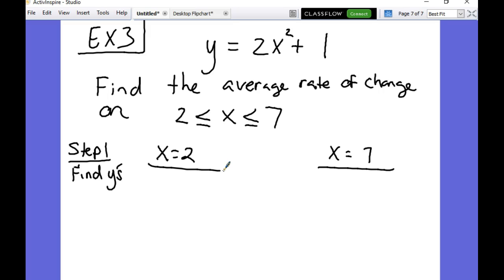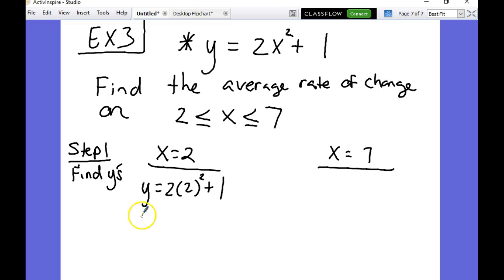How can you find the y value when x equals 2? I'm going to give you a hint. How can you find y when x equals 2? That's it. You plug 2 into your equation up here. So, here we go. y equals 2 times 2 squared plus 1.